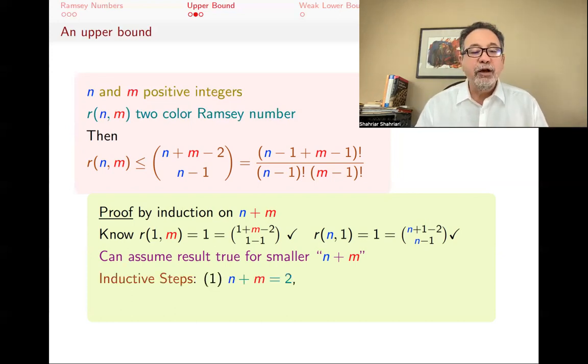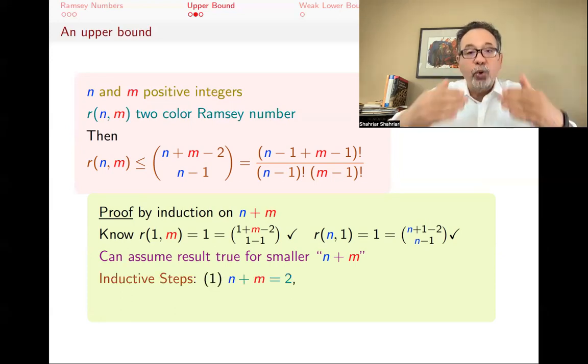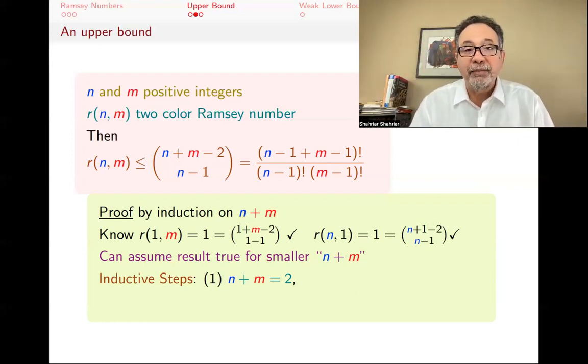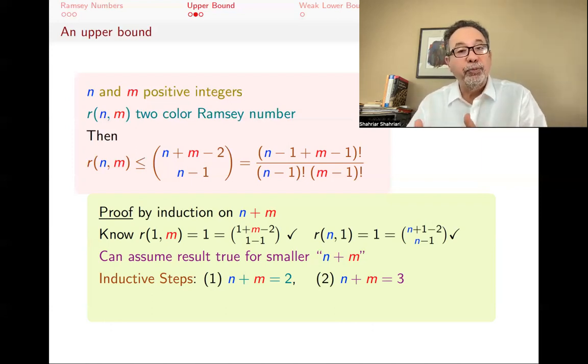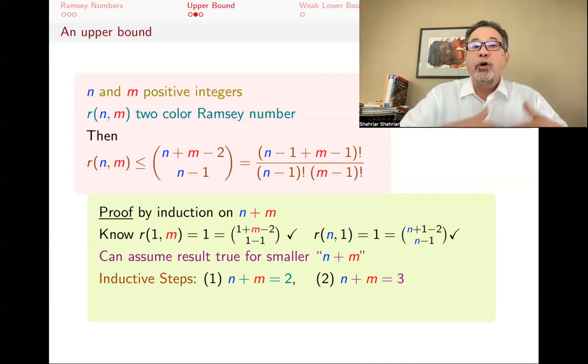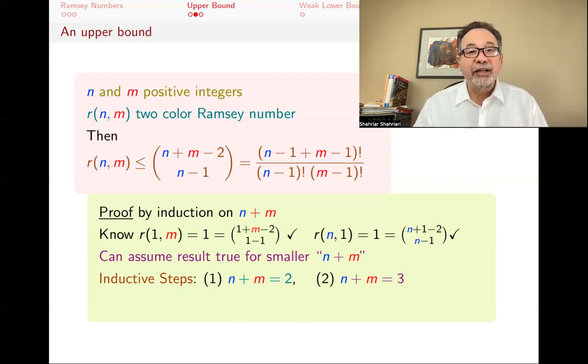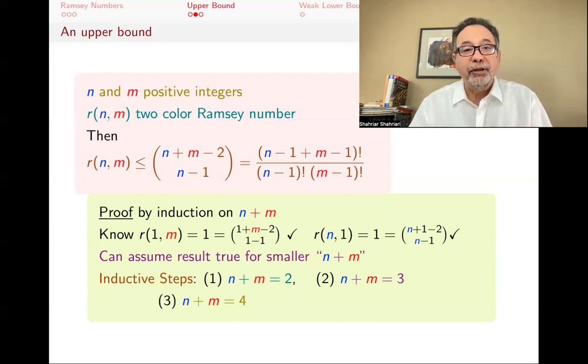So that means the way we're going to induct and go step by step up is first we'll prove the case n plus m equals 2. Well, that only happens when n and m are 1, so we actually know that already. Then we go to n plus m equals 3. That only happens when n is 2 and m is 1, and n is 1, m is 2. But when we're proving that, we can assume that we've already proved the cases where n plus m is 2. Then we go to n plus m equals 4. That gives us 3 cases: n is 3, m is 1; n is 2, m is 2; n is 1, m is 3.